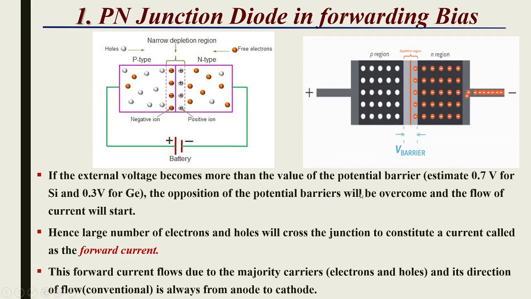So here we can say that the negative terminal of the battery will repel the electrons present on the N side. These will cross the junction and recombine with the holes, and in this way the current flows through the diode.